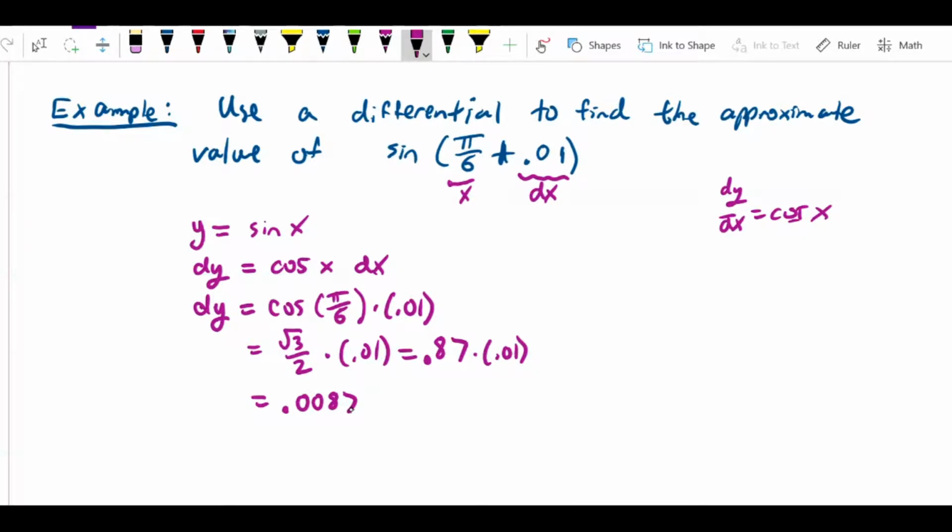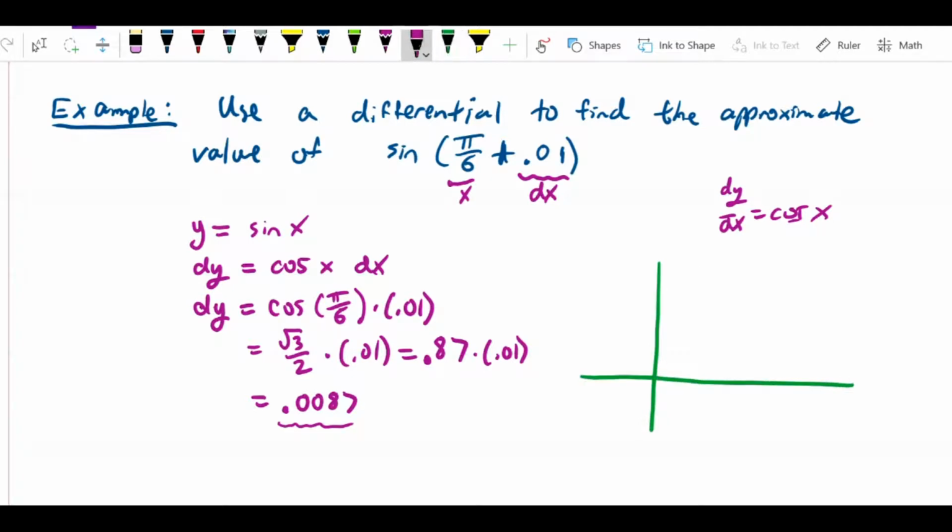Anyway, let's see what this means. The interpretation of this is that if I increase the x value, if I increase the argument to sine by 0.01 from the easy position of pi over 6, then I'm going to increase the y value by 0.0087 from what the sine of pi over 6 was. Before we interpret this further, let's draw what this looks like.